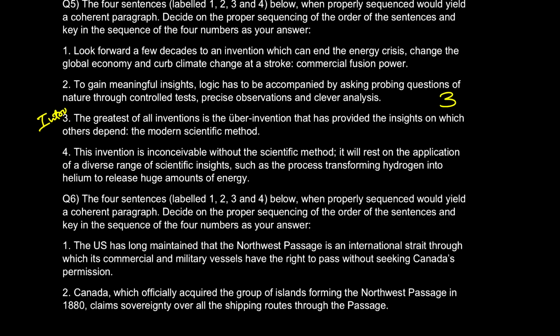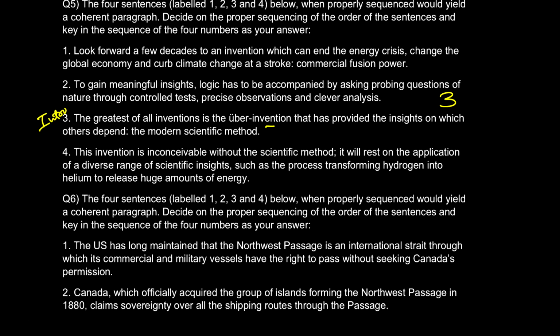"This invention is inconceivable without the scientific method." अच्छा ठीक है, तो इसमें हम लोग add कर रहे हैं कि इस तरह के inventions possible नहीं हैं without scientific method. Now, what should be the correct order? हमने opening तो निकाल लिया that Uber invention is the greatest invention of all times, provided the insights on which other depends, the modern scientific method. All right. Now, you have to be very sure that you find a pair which will claim that the modern scientific method must be the greatest of all the inventions and then talk about its mode of inquiry कि हमने कैसे inquire किया था.